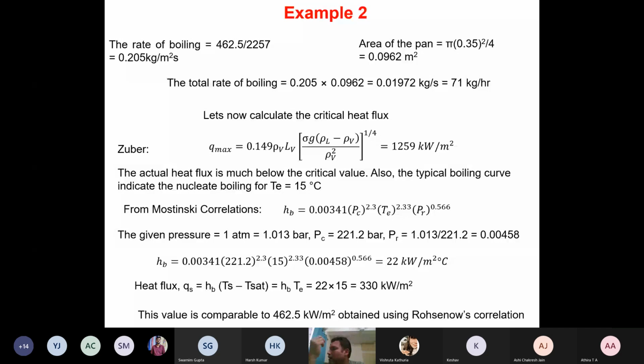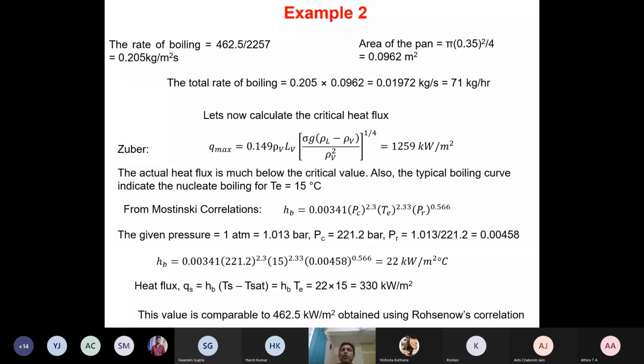Essentially the pressure is already given, the excess temperature is given, only the critical pressure is required. That also you can find out from the handbooks, isn't it? So the Mostinsky correlation is the easiest one, but this is going to give you the heat transfer coefficient or the heat flux in actually the order of magnitude of these values. You are going to get it from this, but the more accurate one is the Roshanov correlation. Is it clear? Yes, sir.